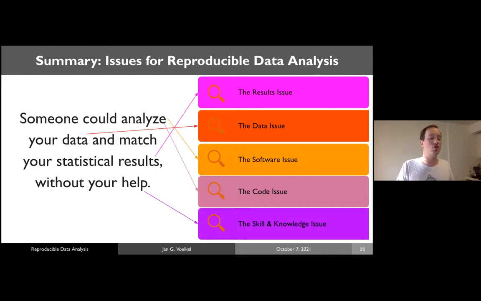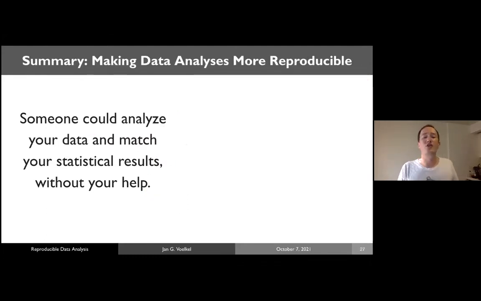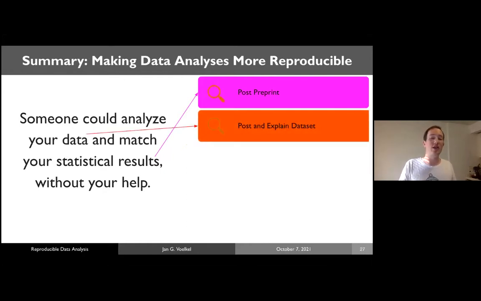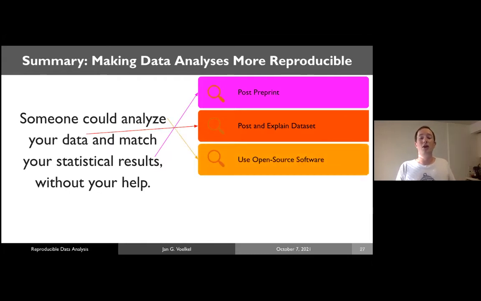You can see that even to get to this level of reproducible results, in the social sciences or for scientific papers or results, there are a lot of blocks on the road. I've suggested a few ways for making data analysis more reproducible. It starts with posting preprints so that everyone can see the specific results. It goes over to posting and explaining data sets, or at least explaining where the data is coming from, if you can, to use open source software and state clearly what kind of software you are using.